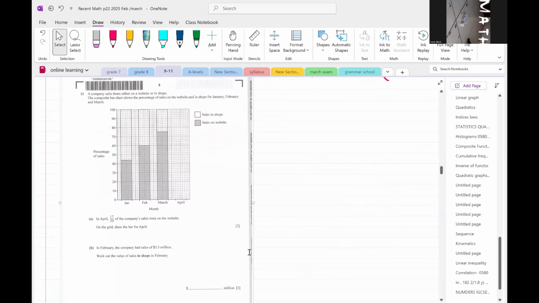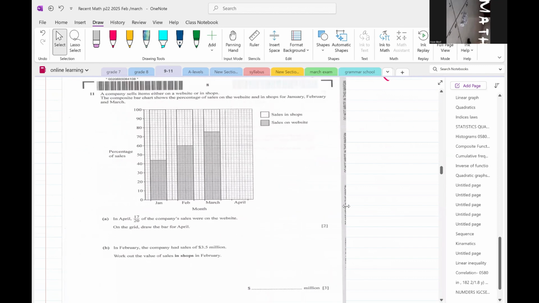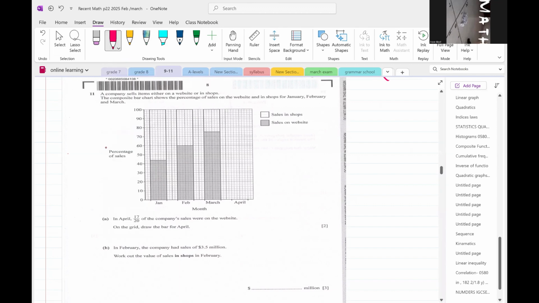Question number 11. A company sells items either on a website or in shops. The composite bar chart shows the percentage of sales on the website and in shop for January, February, and March. In April, 17 out of 20 of the company's sales were on the website. On the grid, draw the bar for April.